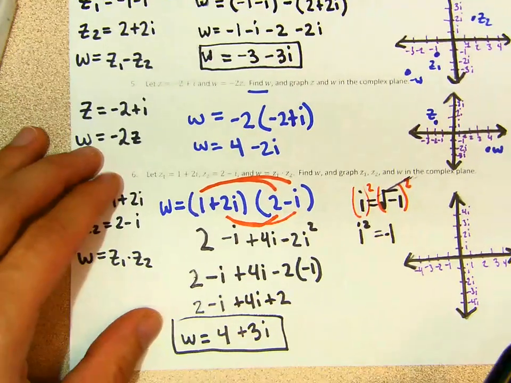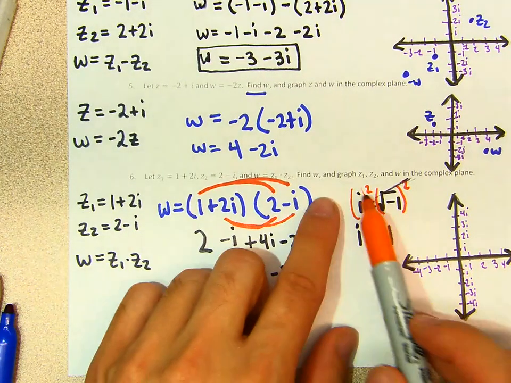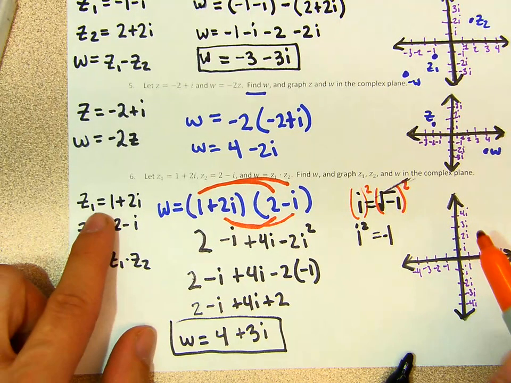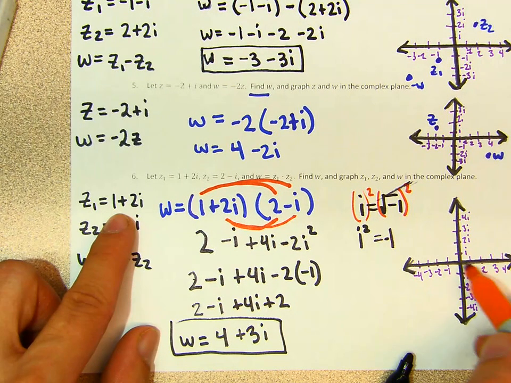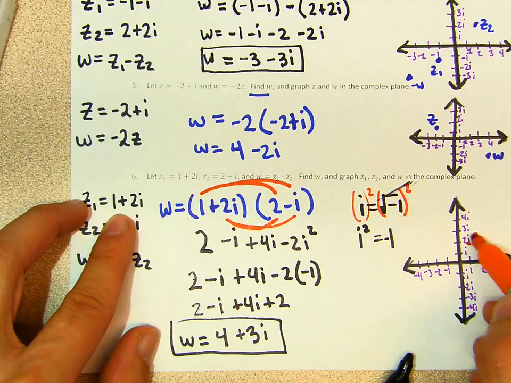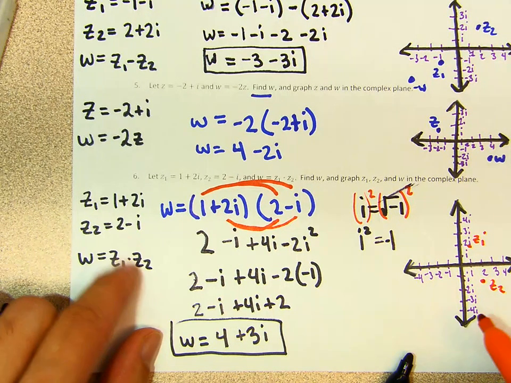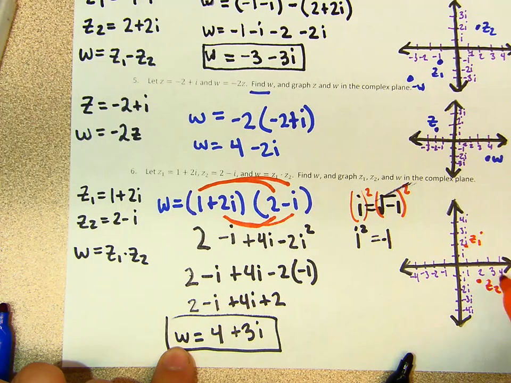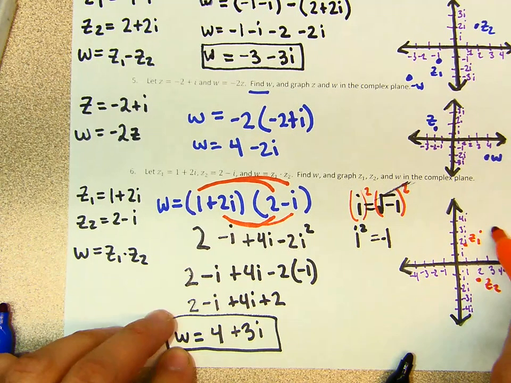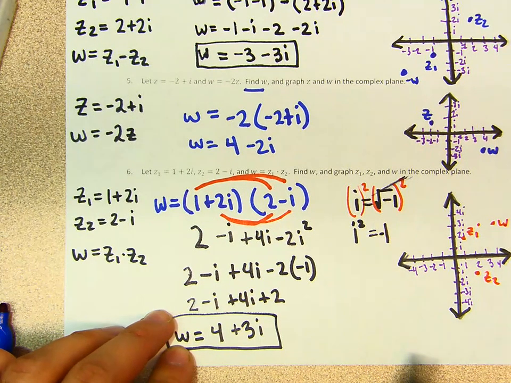Okie dokie. And then what do we do next? It says graph the points. What's my z sub 1? It is 1 plus 2i. 1 plus 2i. Boom, that's z sub 1. z sub 2 is 2 minus i. 2 minus i. Boom, z sub 2. What's my w? 4 plus 3i. 4 plus 3i, that's my w. And then bam, I am done.